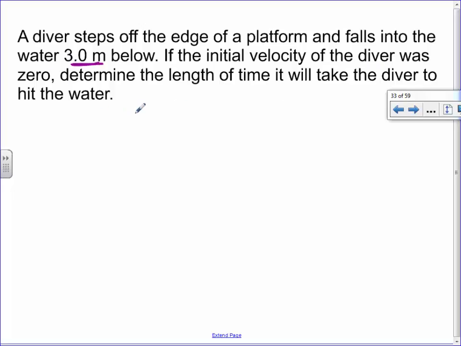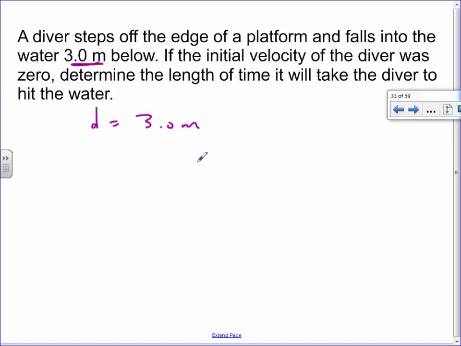This 3 meters below, what is that a measure of? Is that like an A, a D, a V, or a T? 3 meters. Acceleration, velocity, distance, or time? Distance. Yeah, it's a distance. So the distance you're going to travel is 3 meters. That's the only number there.